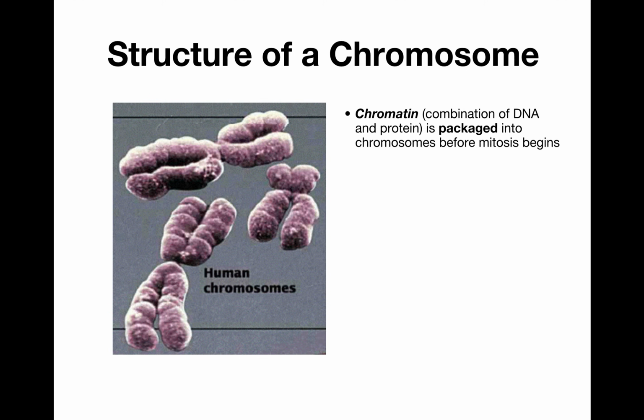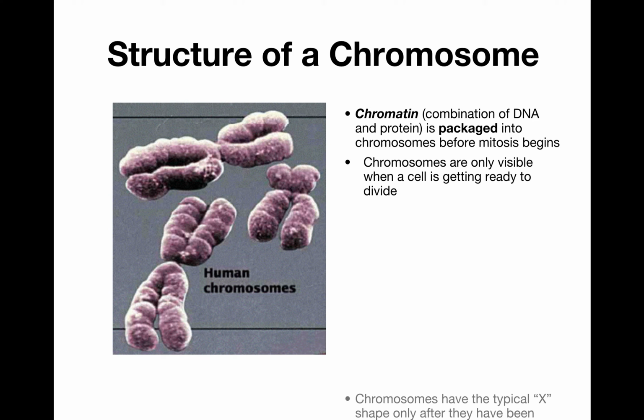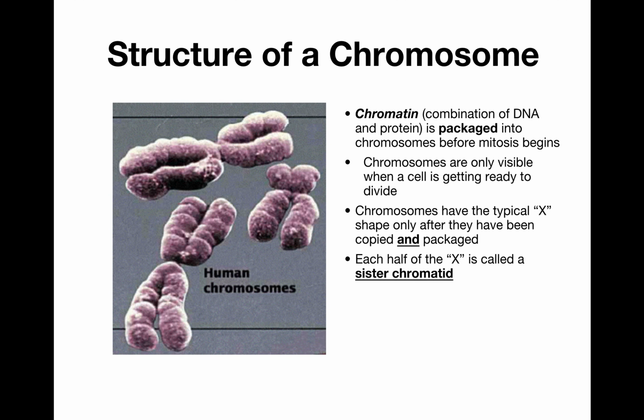So if we think about chromatin having been packaged into the form of a chromosome, we're really only going to be able to see these chromosomes as a cell is getting ready to divide or is in the process of dividing. If we think about this X shape in a little bit more detail, each half of this duplicated chromosome is going to be composed of a sister chromatid. So each of these sister chromatids are going to be one individual DNA molecule, and we'll explore that phenomenon just a little bit more on a future slide.